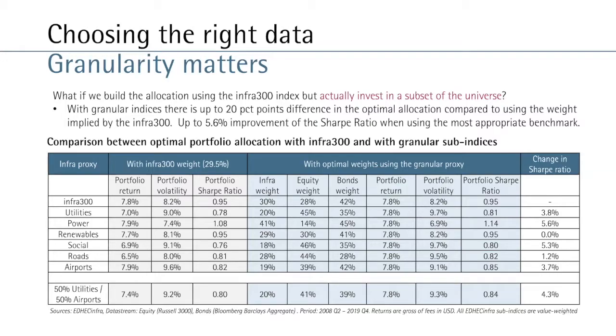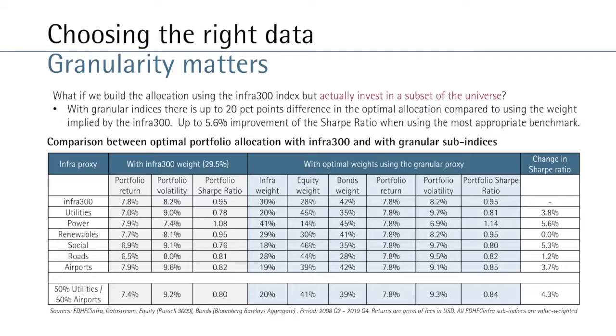And on the right-hand side, in blue, in the second set of columns, what you see is what happens if you actually build the allocation with the sub-index. Right? So you can see that there's a big difference. You get different allocations, and you get a different and positive difference in Sharpe ratio if you build the allocation with the correct granular sub-index rather than just building the allocation with the global index.